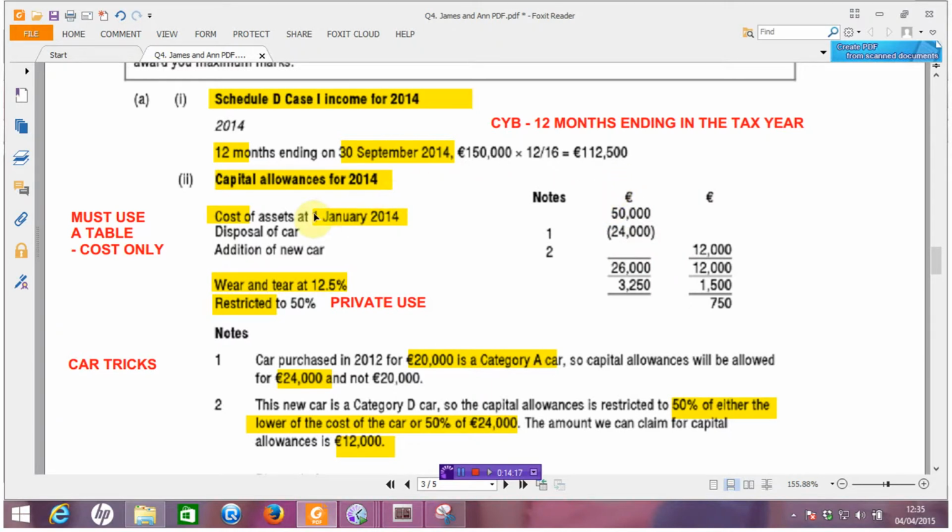So let's look through it. We see the cost of the assets at the beginning of the period in effect. You know, we're saying that what was the opening cost? And that was given in the question.